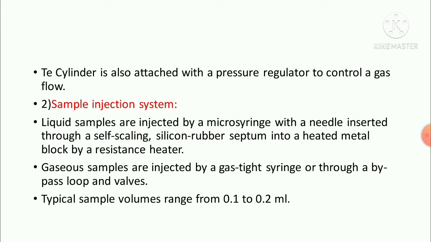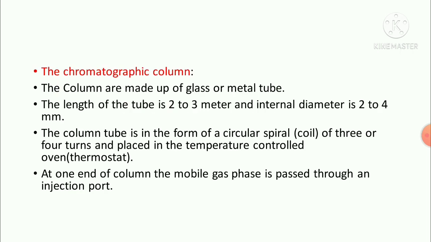Then second is the sample injection system. A liquid sample is injected by a micro syringe with a needle which is inserted through a silicon rubber septum into a heated metal block heated by a resistance heater. So for the insertion of the sample, the micro syringe is used. Gaseous samples are injected by a gas tight syringe or through a bypass loop and valve. Typical sample volume ranges from 0.1 to 0.2 ml.